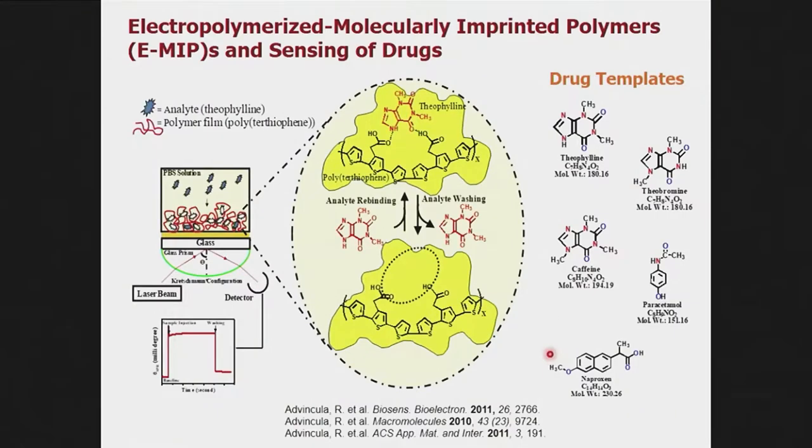So one of our first reports involved the analysis of different drugs: paracetamol, caffeine, and, as you can see here, for example, caffeine, theophylline, and theobromine have almost similar structures. So the question is, can this method, where we complex the template with a thiophene monomer and then polymerize them to form electro-polymerized polythiophene on an SPR surface, allow us to distinguish these molecules?